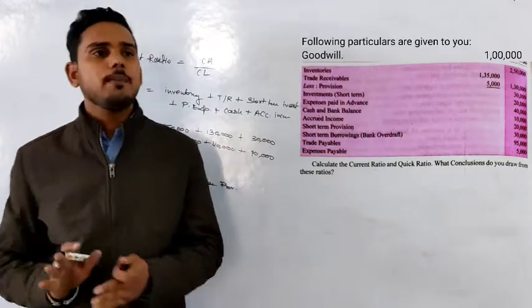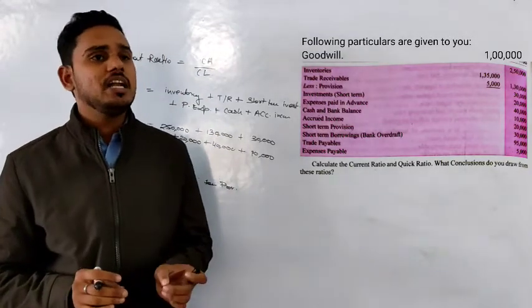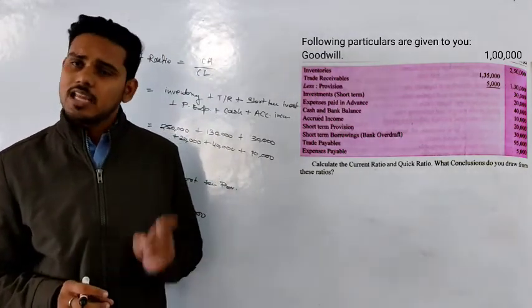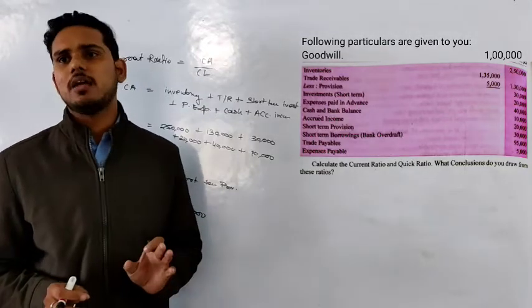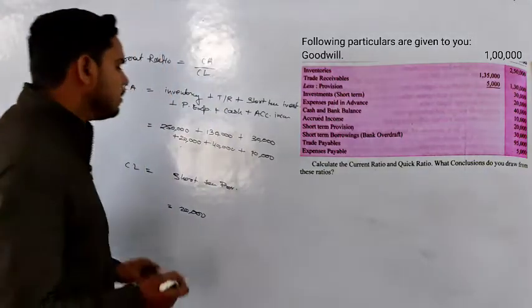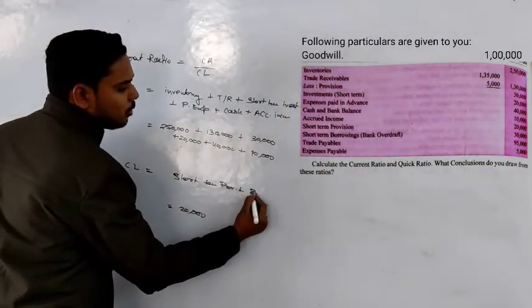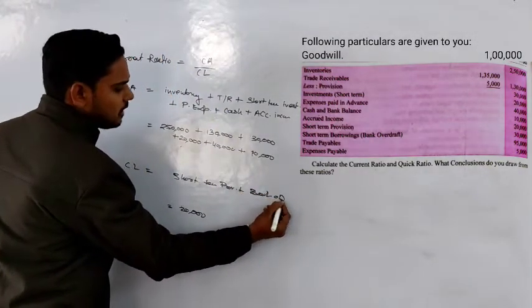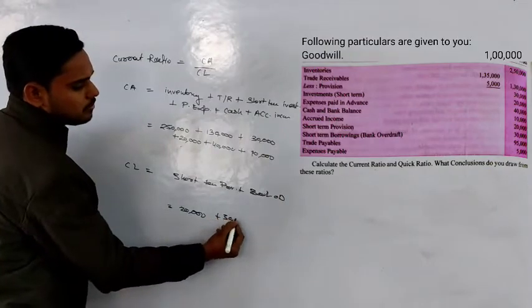But in the chapter of cash flow statement, that will be treated as non-current. But here it will be treated as current liability. Okay. So bank overdraft is our short-term borrowing, 30,000. We can write here as bank OD, that is 30,000. So plus 30,000.